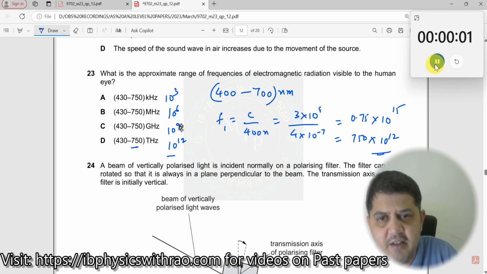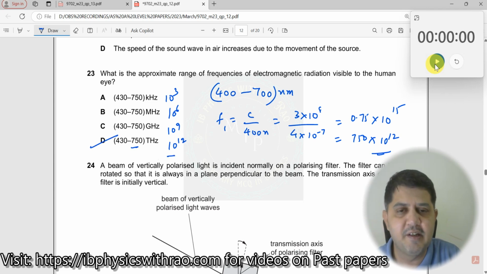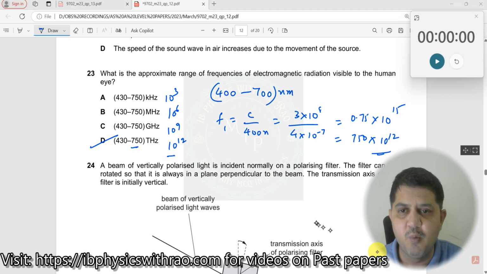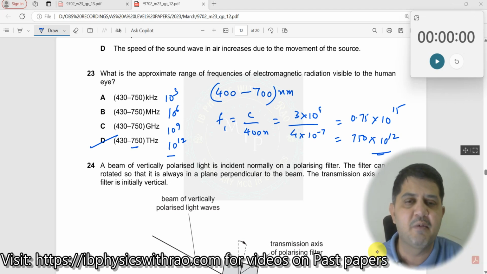Okay, so no other range will be like this. So therefore, D should be your right answer, because you are going to solve problems in 1 minute and don't waste your time calculating everything. Okay.